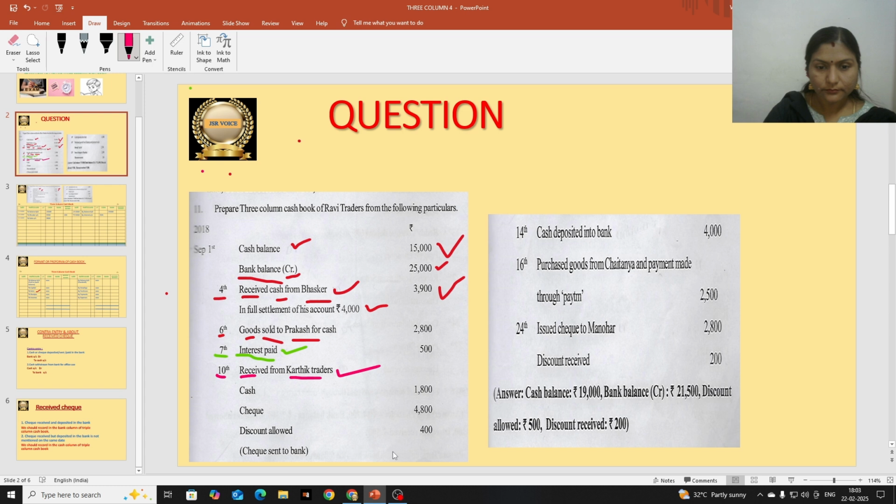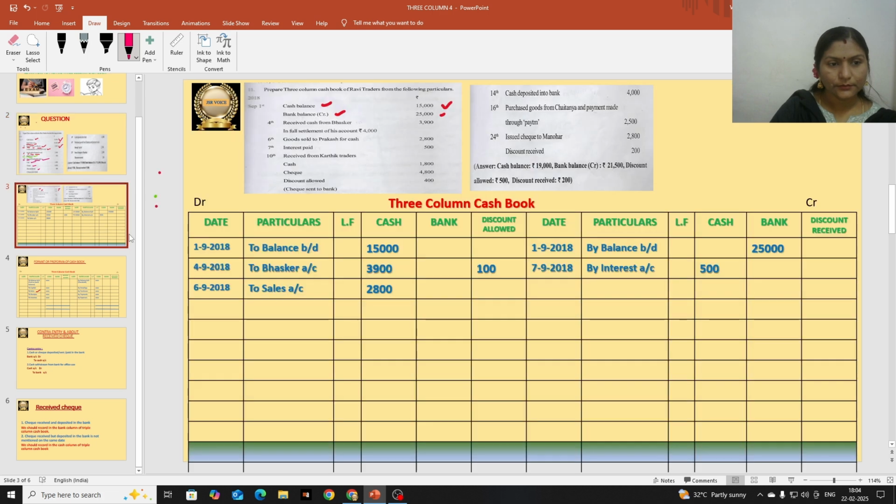Okay, so what are they receiving? Cash, check, and discount allowed is also given. They are receiving cash, they are receiving check, and discount allowed is also there. So cash and check both are received. Let us record on debit side first. I will explain again.